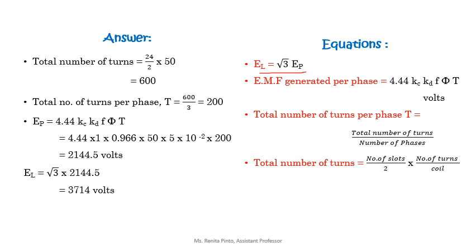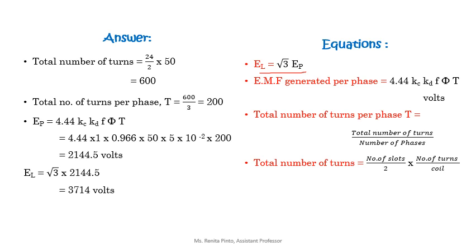Now again, if you see here, pitch factor is given, winding factor is given, frequency is given in your problem, flux is given, but turns is not given. So you have to calculate the total number of turns. The number of turns per phase is given by total number of turns divided by number of phases. So this problem is slightly different from your previous problems. Here the number of turns per phase, you're calculating it differently.